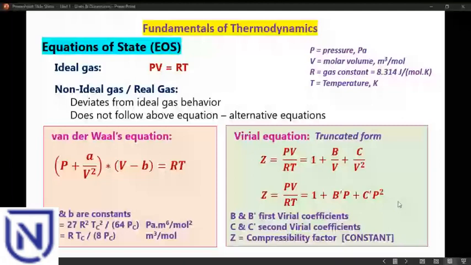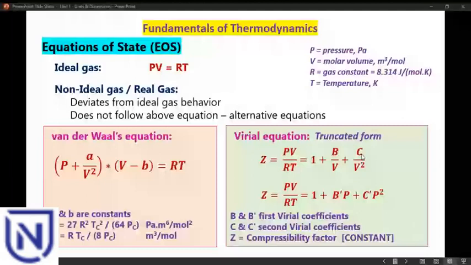How do I know that? B has a unit inverse of V, or rather, B should have a unit same as V. Why? The unit of B and unit of V should get cancelled because Z is a constant, dimensionless, no unit for Z. So B by V should not have any unit, dimensionless. So B should have the same unit as V. C should have the same unit as V square.